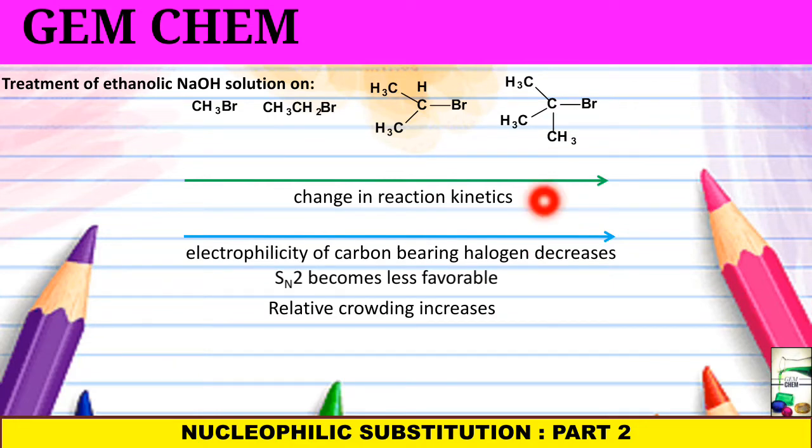Now we have already seen that relative crowding has increased from this portion, right? So this relative crowding also has an effect. The transition state is more crowded compared to the reactant, right? As a result, on moving from left to right, the relative crowding increases and SN2 becomes less favorable in the same direction, as backside attack becomes difficult.